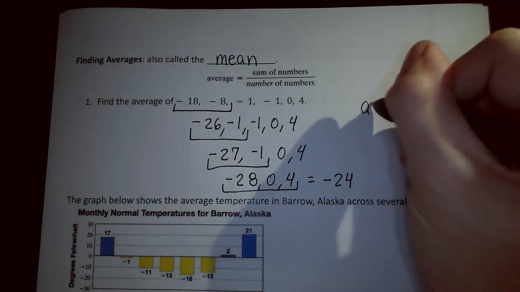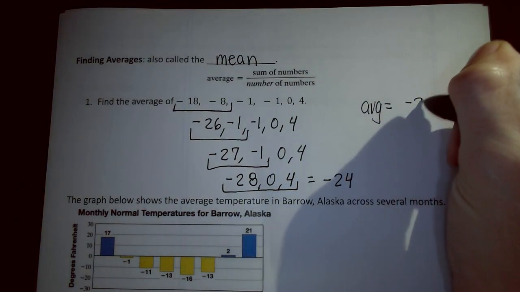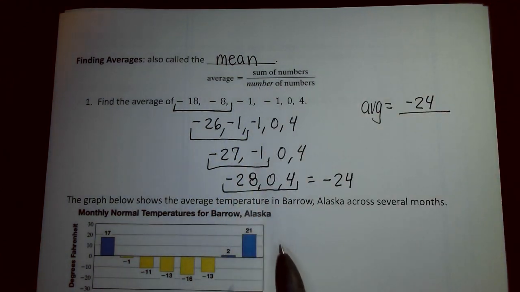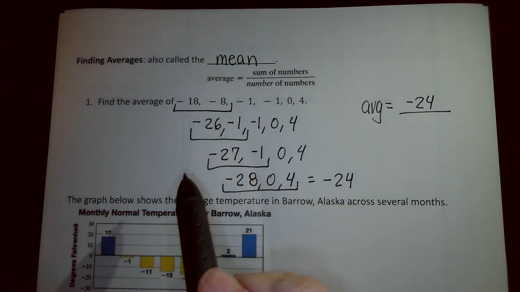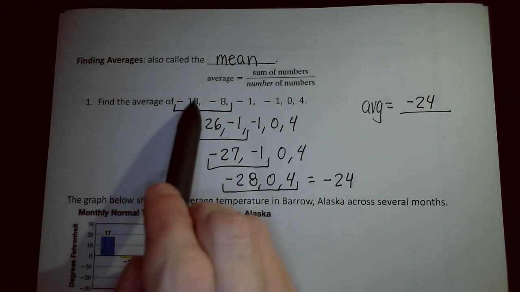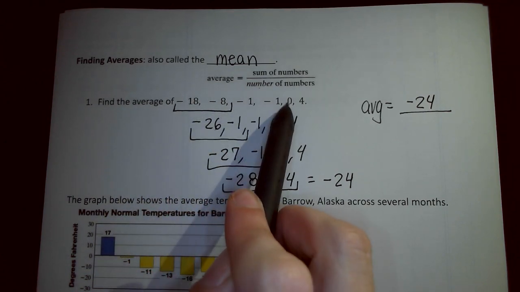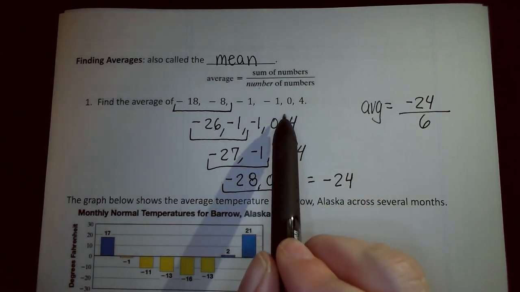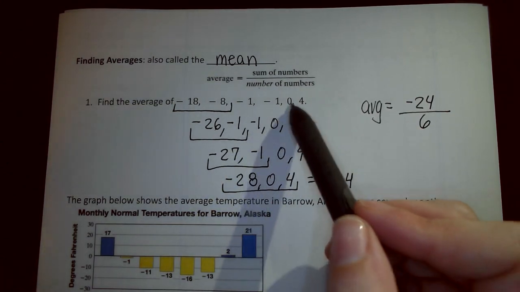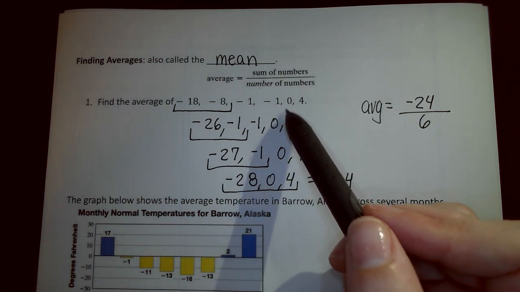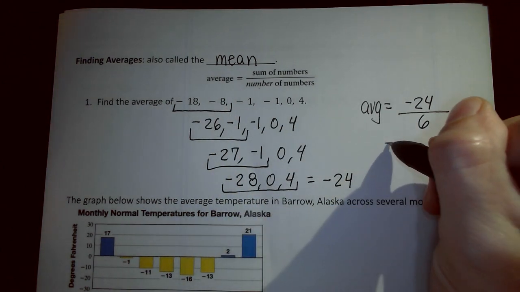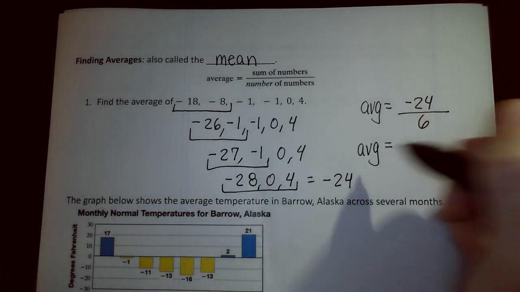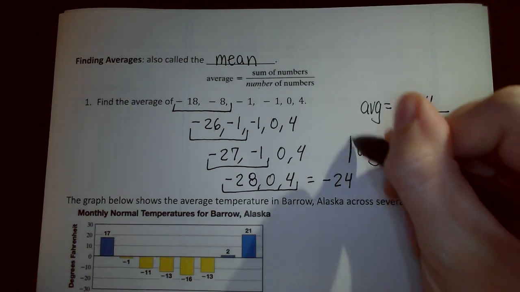But remember, our average is the sum of the numbers divided by the number of numbers. Now ask yourself, how many numbers are there here? Well, 1, 2, 3, 4, 5, 6. You might be thinking, but wait, 0? 0 is weird. Does it count? Does it not? What's the deal? Yes, 0 does count as a number. It is part of this list, part of the set. So we do negative 24 divided by 6, and the average is negative 4.